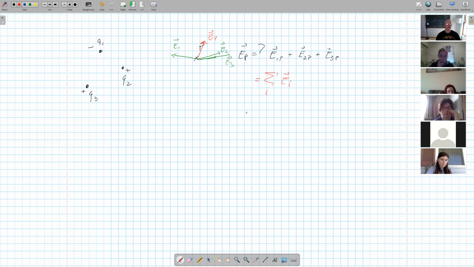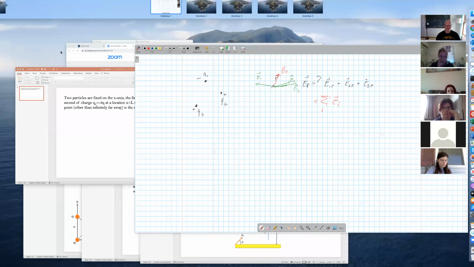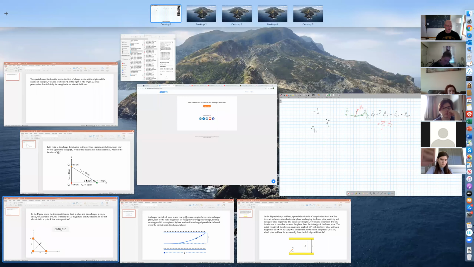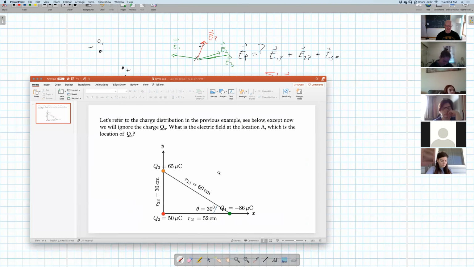So let's use this and let's do a couple examples. The first example is we're going to refer back to this diagram. This was one of the ones we looked at on Friday. It says refer to the charge distribution from the previous example, see this guy below, except now we're going to ignore charge Q3. Basically I'm going to get rid of Q3, so we only have Q1 and Q2.